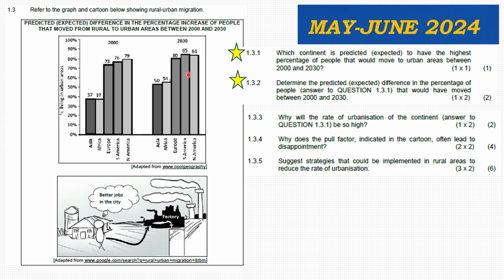They want to know which one will have the highest percentage of people moving. How do you determine that? You look at the 2000s, you see how much it has increased. I can see that Europe, South America, and North America already had high percentages. But remember, now we want to know by how much did it increase. It didn't increase a lot.